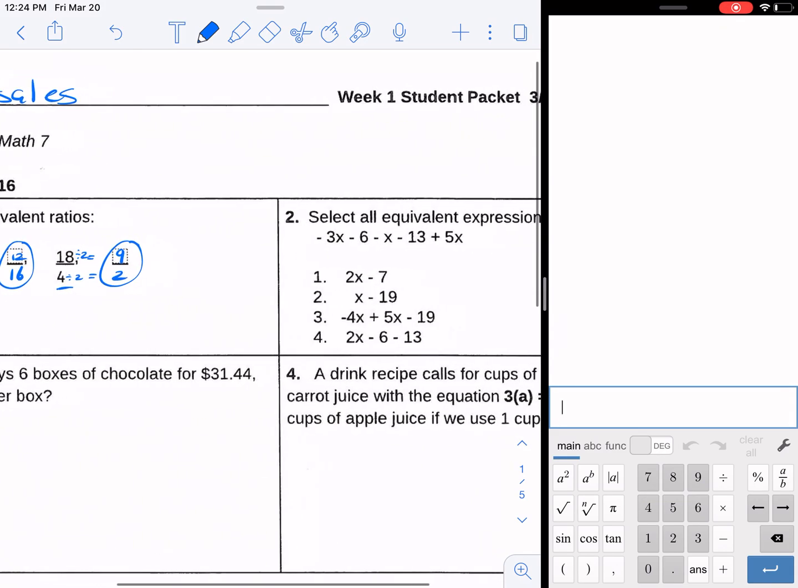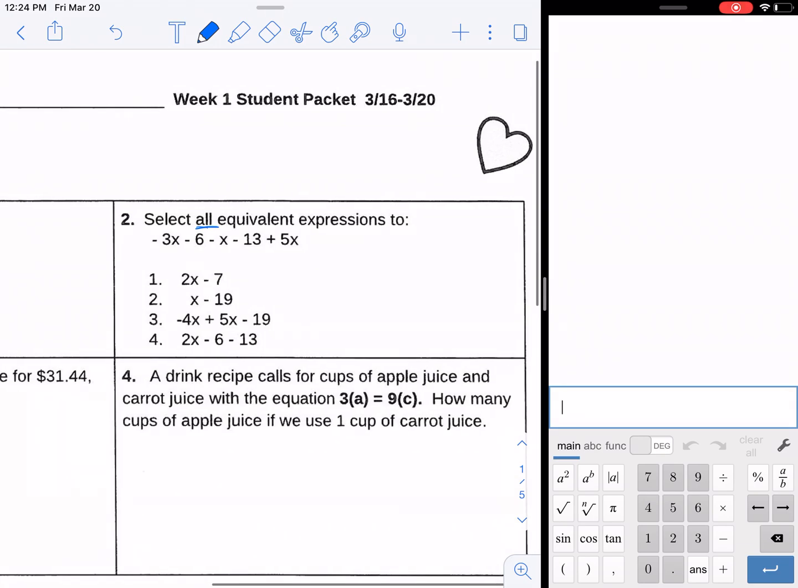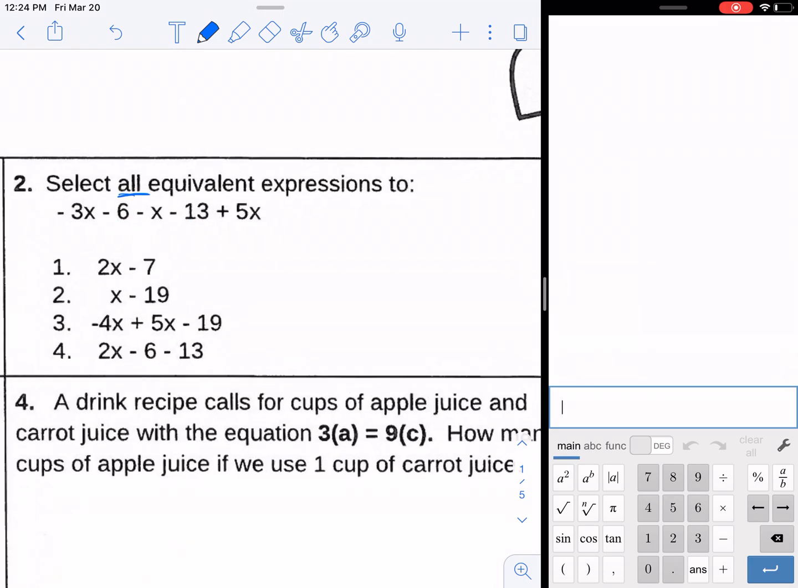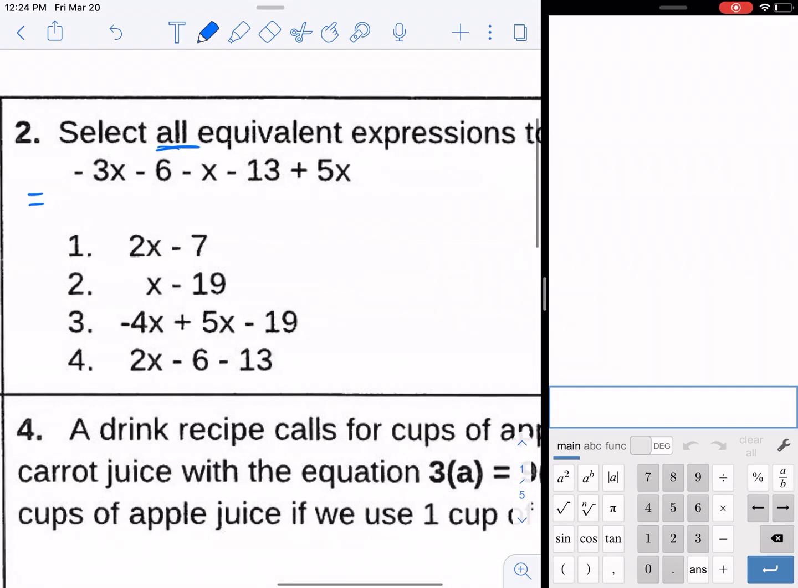Number 2, select all equivalent expressions to this big mess right here. So lots of ways to do this. If you want to just do it the way we've been doing it for a while, we can first remember that we do not like subtraction. So go through this thing. Anything that's subtraction, you know what to do.